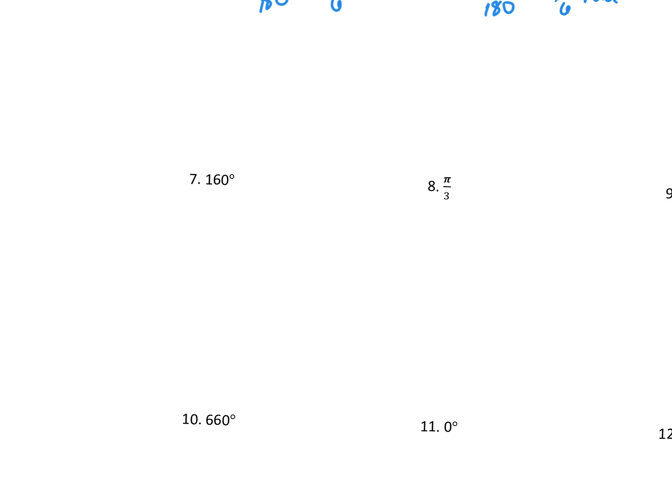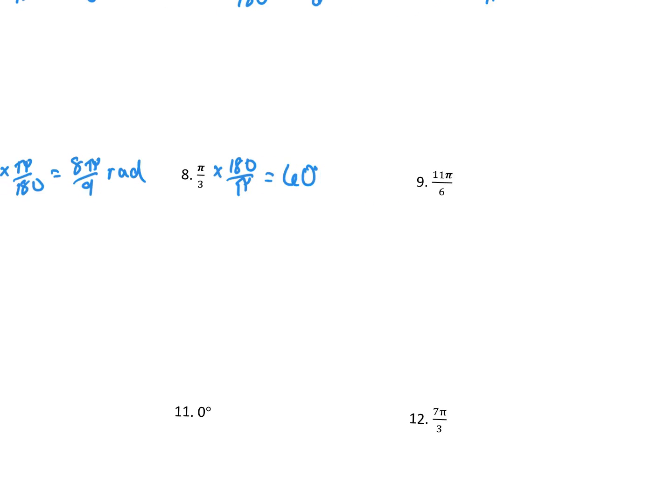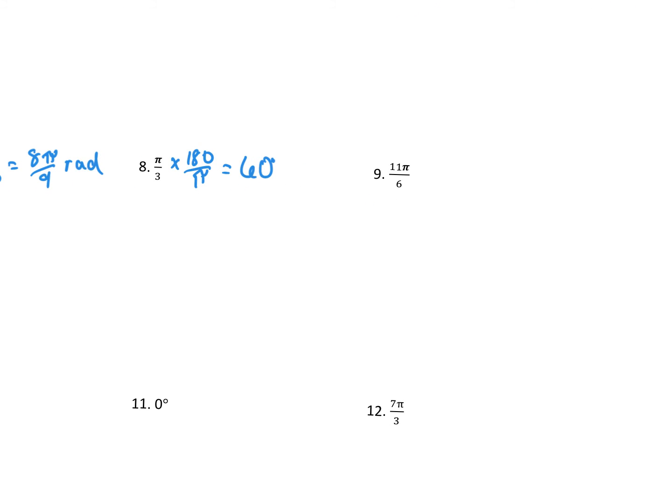Number 7, 160 times pi divided by 180. This gives me 8 pi over 9 radians. Pi over 3, I'm going to multiply by 180 divided by pi. That gives me 60 degrees. So it's really easy. If I see a pi, I'm just going to multiply by 180 and cancel the pi's. If I don't see a pi, I'm going to divide by 180 and then plug in a pi. And this gives me 330 degrees.